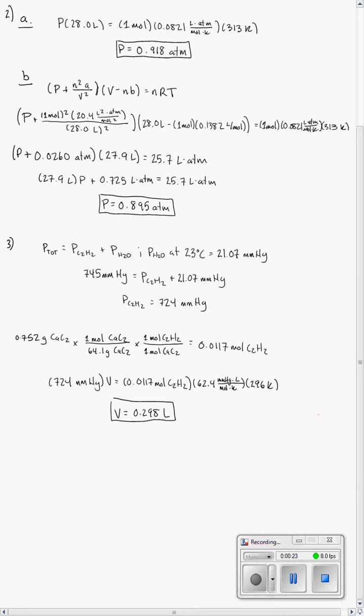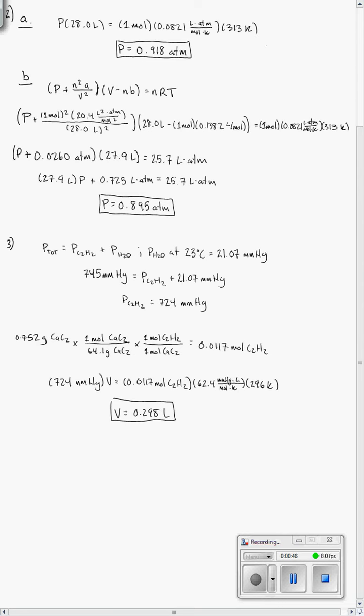So the first one is pretty straightforward. We're told that 1 mole of this carbon tetrachloride occupies 20.8 liters at 313 Kelvin. So it's just a matter of plugging our information into the ideal gas law, which remember is PV equals nRT. We make sure our temperature is in Kelvin and solve for P. If you do that, you get a pressure of 0.918 atmospheres.